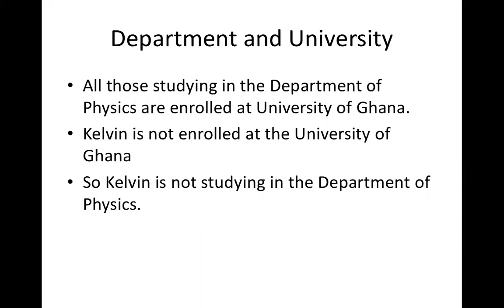Now let's look at a second example. A department in a university. All those studying in the Department of Physics are enrolled at the University of Ghana. Kelvin is not enrolled at the University of Ghana. So Kelvin is not studying the Department of Physics.